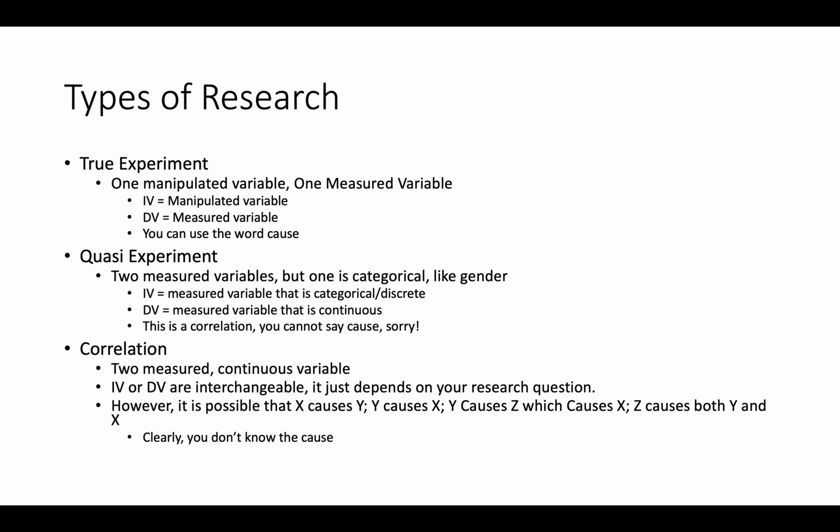This leads nicely to our types of experiments. A true experiment is where you have at least one manipulated variable and one measured variable. Your IV is a manipulated variable. Your DV is a measured variable. And you can say cause. I'm not going to talk about this too much.